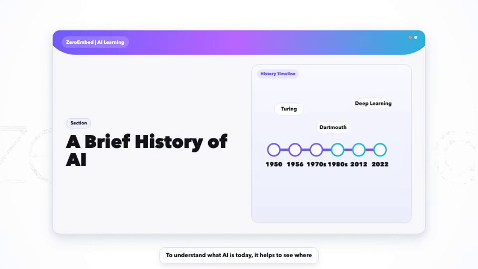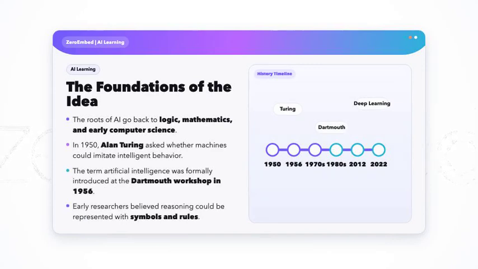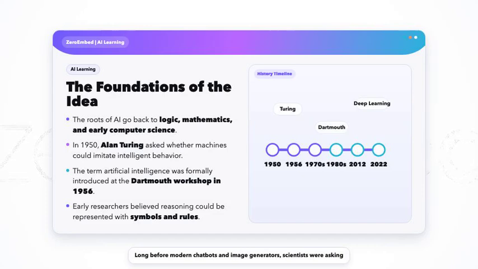To understand what AI is today, it helps to see where the idea came from and why progress did not happen in one straight line. The roots of AI are older than the term itself. Long before modern chatbots and image generators, scientists were asking whether reasoning could be described formally and then reproduced by a machine. In 1950, Alan Turing proposed a famous test for machine intelligence, not as a final answer, but as a way of framing the question.